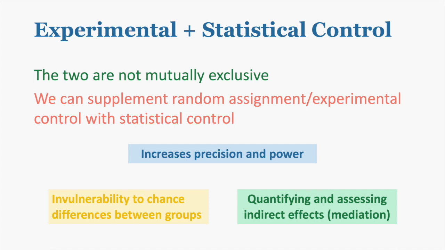We also have the issue of when you use random assignment, there's a chance that there's going to be differences between groups. We can use a control variable to try to control for any chance differences between the groups. And last one on here, we can quantify and assess indirect effects, which is also called mediation. We're going to talk about that in a later chapter, in chapter 15.